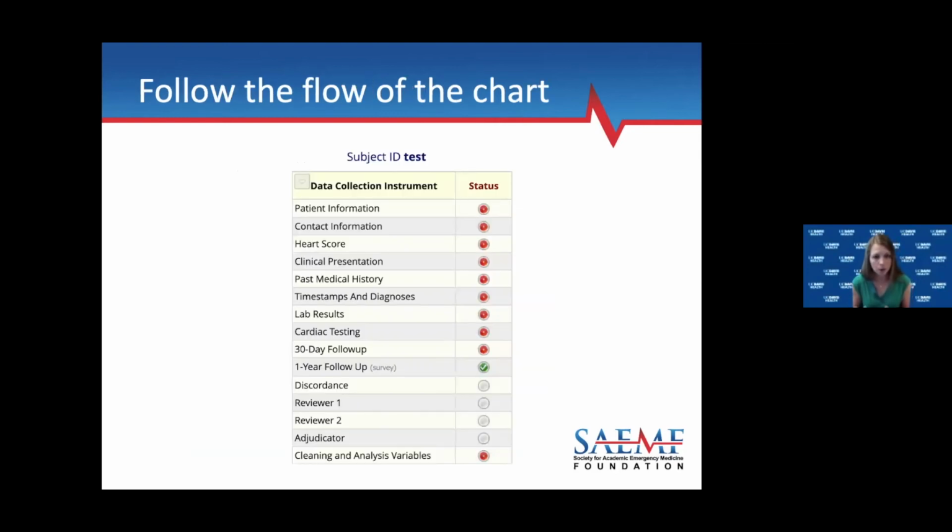In general, you want your data collection form to follow the flow of the chart. So begin with the chief complaint, begin with the HPI elements, and then group all the laboratory data together, all the radiology data together, et cetera. So your abstractors aren't jumping back and forth between different pieces in the chart.